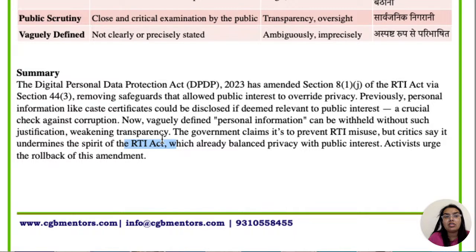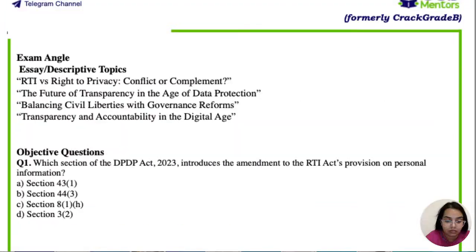We'll start with some objective questions now. Let's see if you remember the details or not. Get your brain working. It is section 44.3. No need of explanation. Next one.